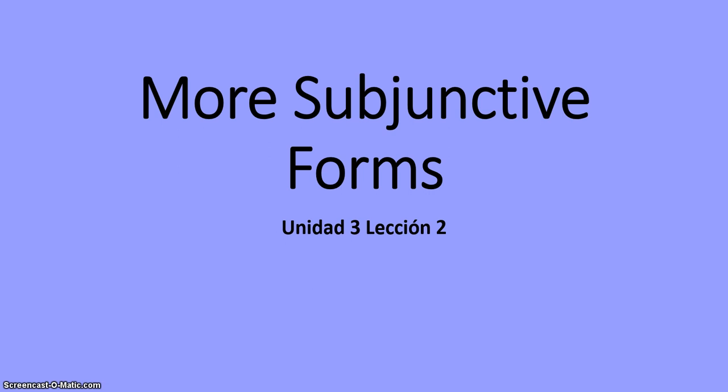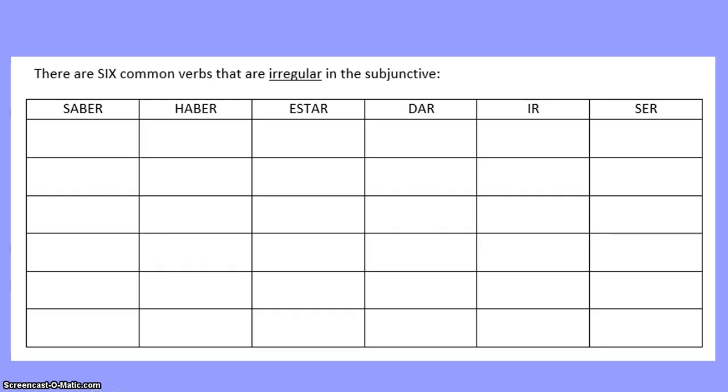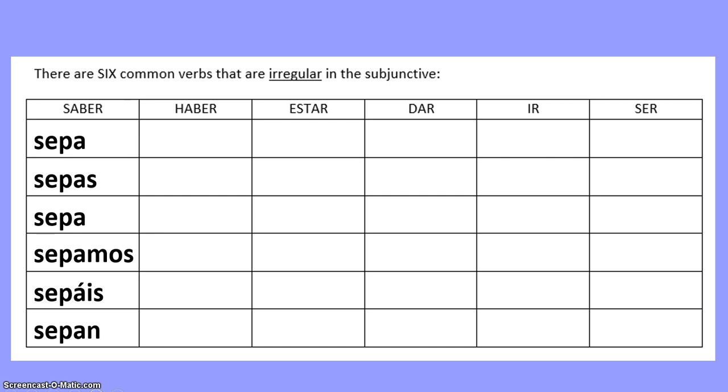Remember, we're not really focusing yet on when and why we use the subjunctive mood. Right now, we just want to focus on forming it. We're going to have 6 common verbs that are irregular in the subjunctive. First one is saber. Saber means to know, like knowing information or knowing how to do something. Our forms of saber are sepa, sepas, sepa, sepamos, and sepan.